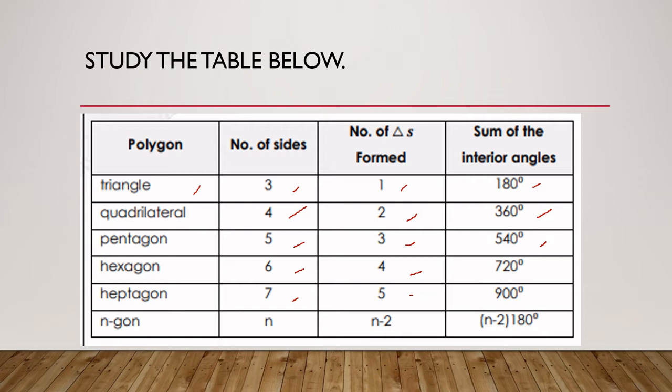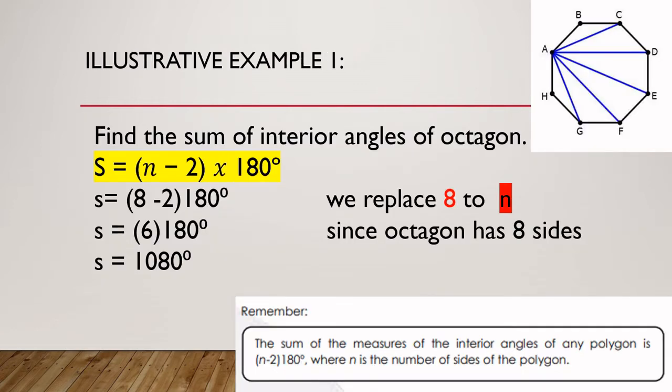So, kung mapapansin ninyo, based from the table, the number of triangles formed is always 2 less than the number of sides. So, that is n minus 2. So, to find the sum of the interior angles of a polygon, just multiply 180 degrees by the number of triangles formed. That is, the quantity of n minus 2 times 180 degrees, where n is the number of sides. Okay? So, let's have an example.